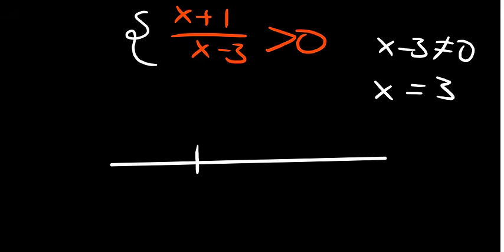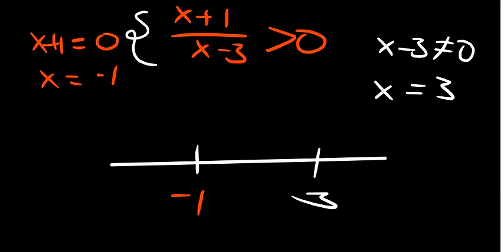So put that on our number line. So for the x plus 1, we want it to be equal to 0 so that we find the critical values when the function is equivalent to 0. So x plus 1 equal to 0, x is going to be -1. So you can put our -1 there. We now try out the solution set. So between -1 and 3, what value do we have?